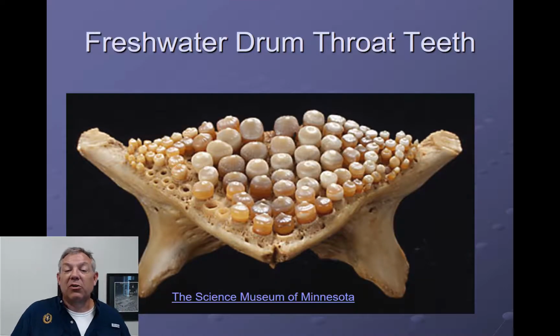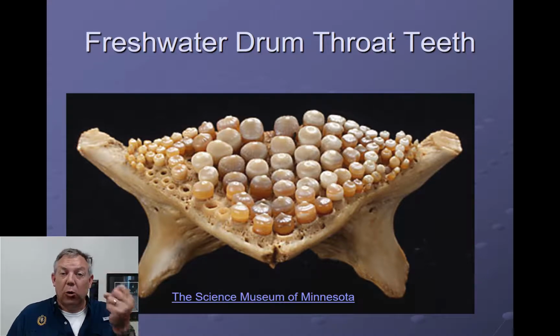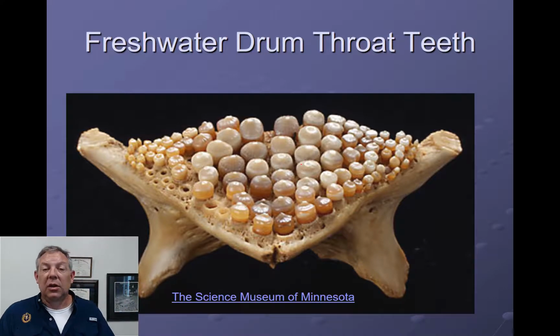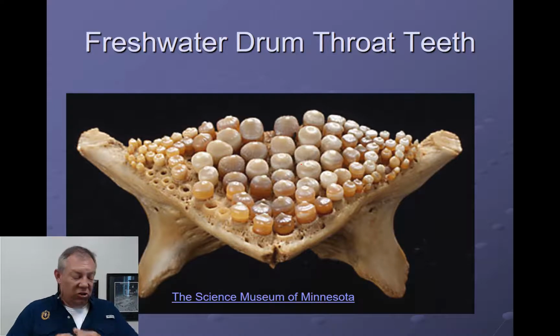Here's pharyngeal teeth from a freshwater drum. Freshwater drum eat a lot of mollusks, snails mostly, so they need to crush up those shells. And so they've got these big molar-like teeth that are good for crushing shells.